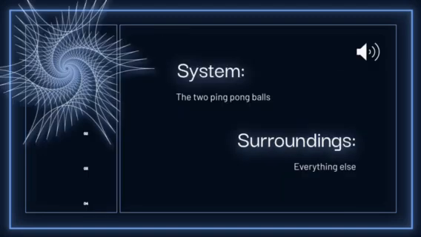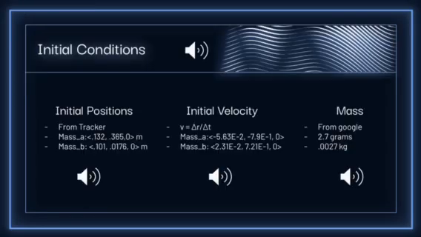In this experiment, we, as always, have a system and its surroundings. The system consists of the two ping pong balls that end up colliding with each other. The surroundings include everything else. Here we display the initial conditions. The initial conditions include initial positions, initial velocities, and mass.